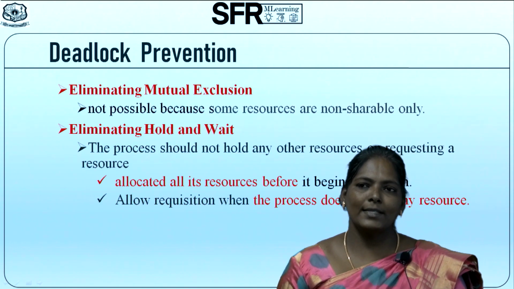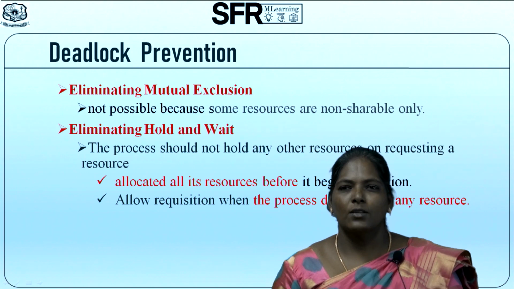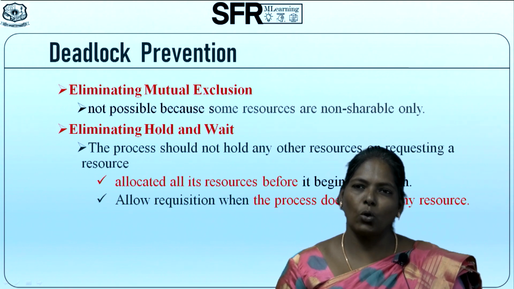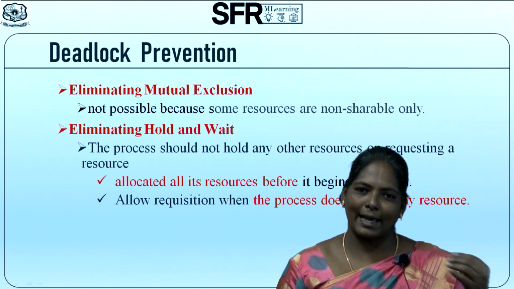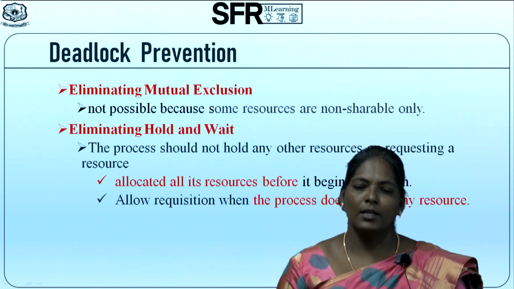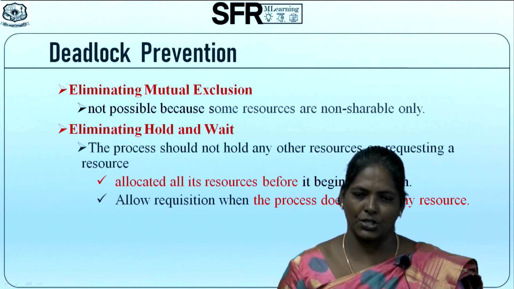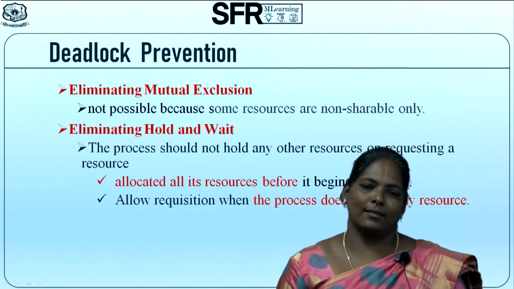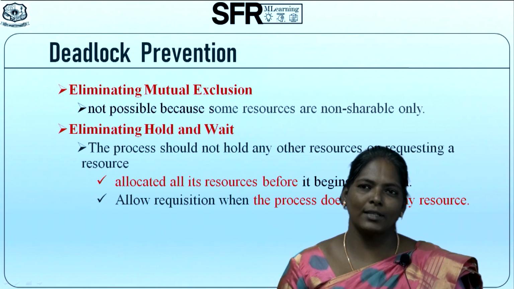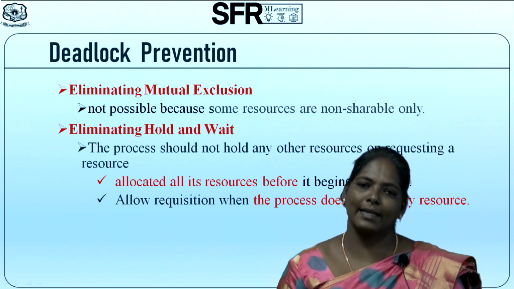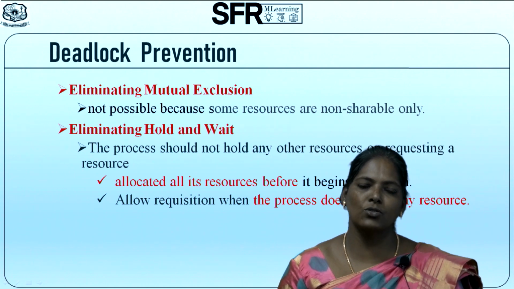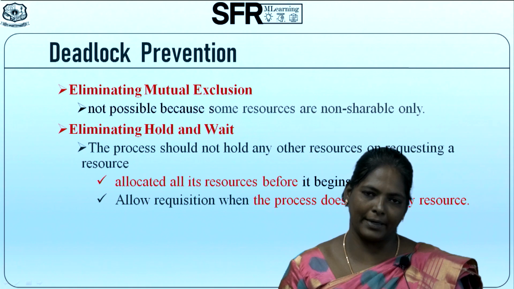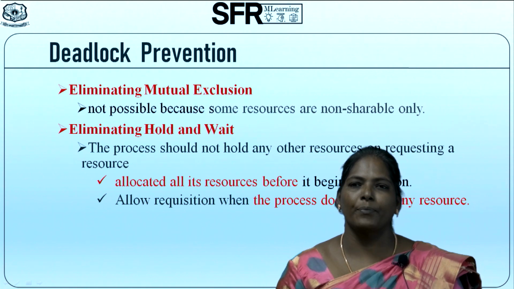Okay. So let me see what is deadlock prevention. In deadlock prevention we are going to eliminate the characteristics that are involved in deadlock. The first one is that we are going to eliminate the mutual exclusion condition. But eliminating the mutual exclusion condition is not possible, because in every situation there may be a resource which is non-shareable, for example printer, mutex locks, etc.